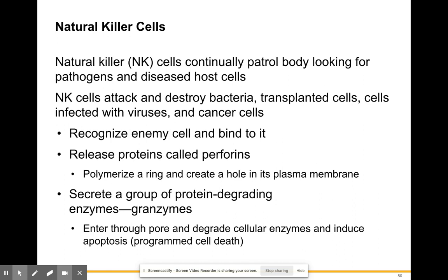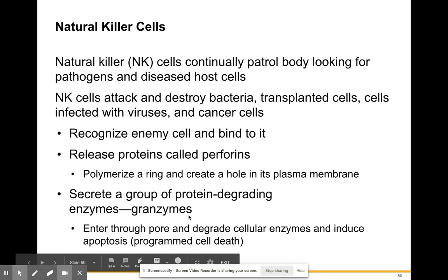You now have exposed the inside of that orange to the exterior. And that's what a natural killer cell does. It basically builds a protein straw that can penetrate the membrane of a pathogen. And once it builds that protein straw, it can then secrete protein degrading enzymes called granzymes through that straw, which are going to cause apoptosis, or the death of that particular cell, right?